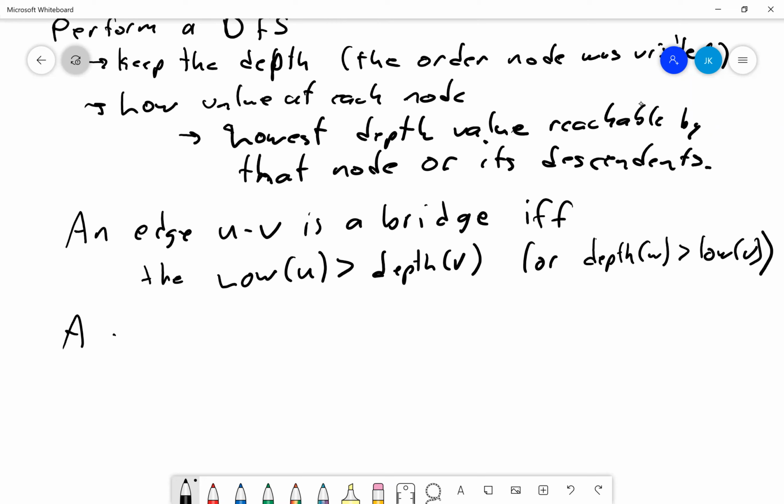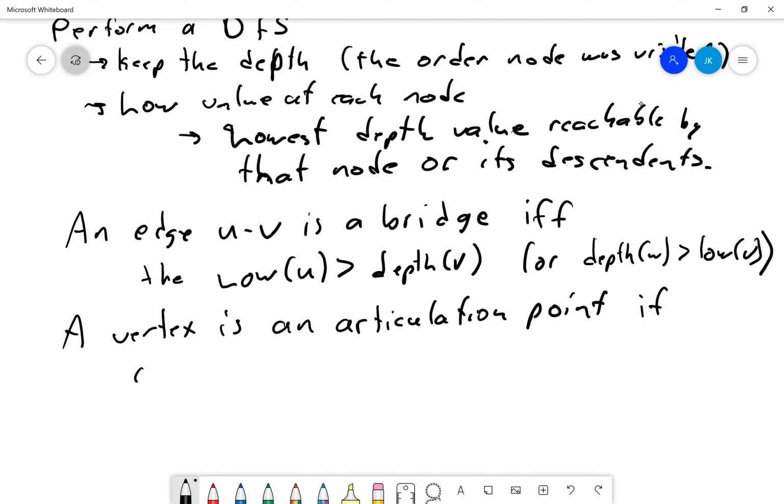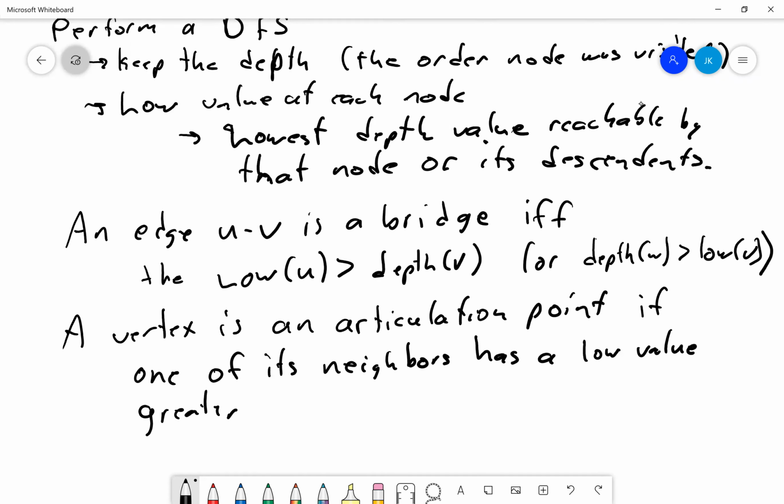And you can say that a vertex is an articulation point if one of its neighbors has a low value greater than or equal to your depth. Because basically if your neighbor has a low value that's either the same as your depth or something smaller, it means that by going down to the neighbor node, it's got a way of getting back up to something that came earlier.